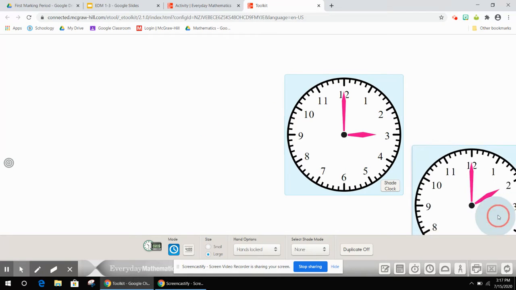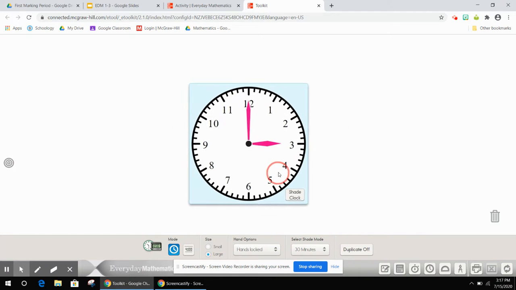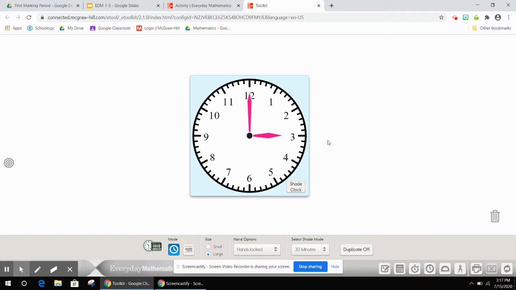I'm going to get rid of this one. Let's take a look at our clock. Now it says 3 o'clock, and I'm going to move my minute hand to each number, and I'm going to count up what time it says. So it's at 3 o'clock, 3:05, 3:10, 3:15, 3:20, 3:25, 3:30. I'm going to stop there for just a second.